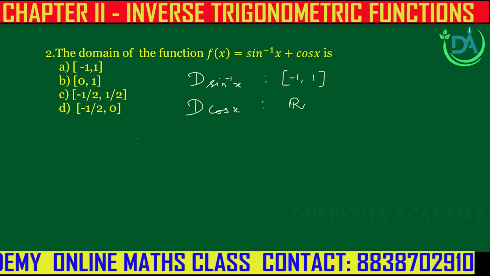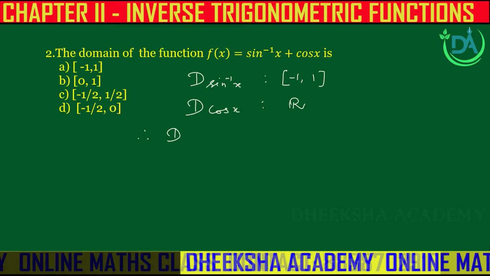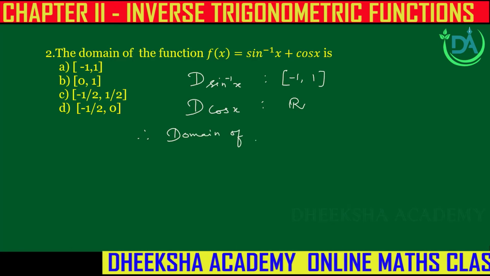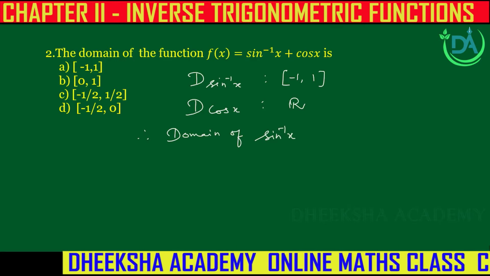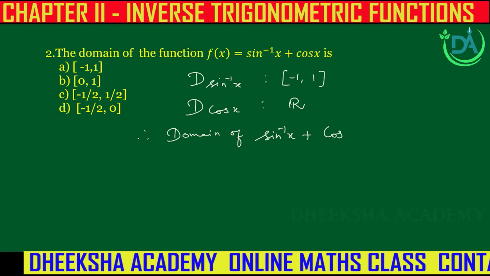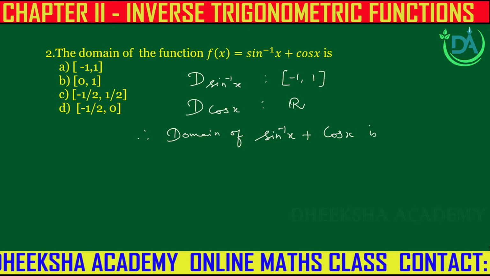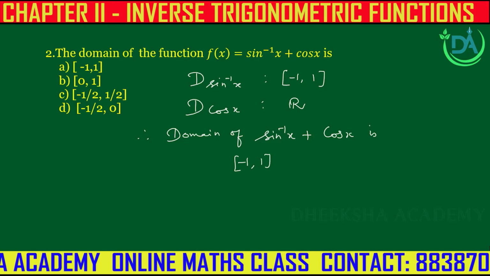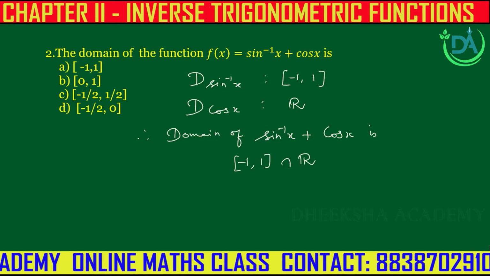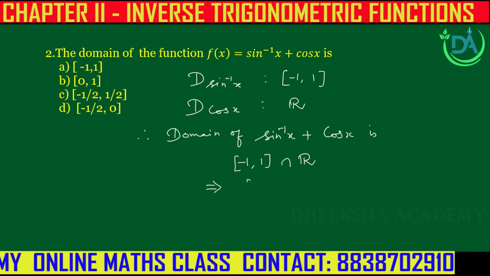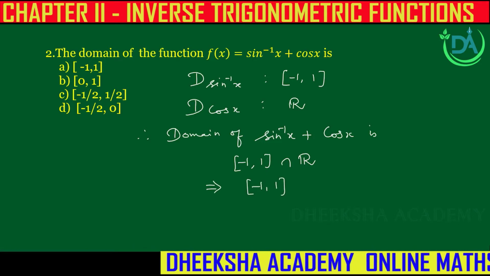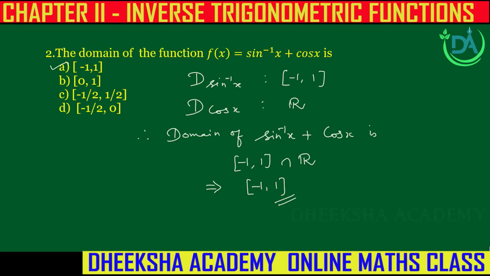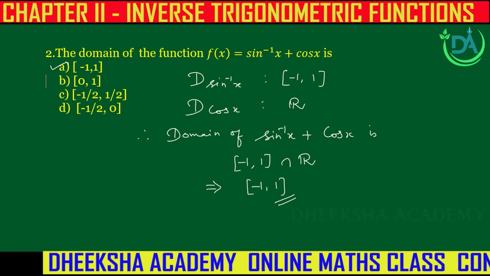So therefore the domain of sine inverse x plus cos x, taking the intersection, is minus 1 comma 1 intersection the set of all real numbers. When we take the intersection we get the closed interval minus 1 comma 1. So option A is the correct answer. So the domain of sine inverse x plus cos x is minus 1 comma 1.